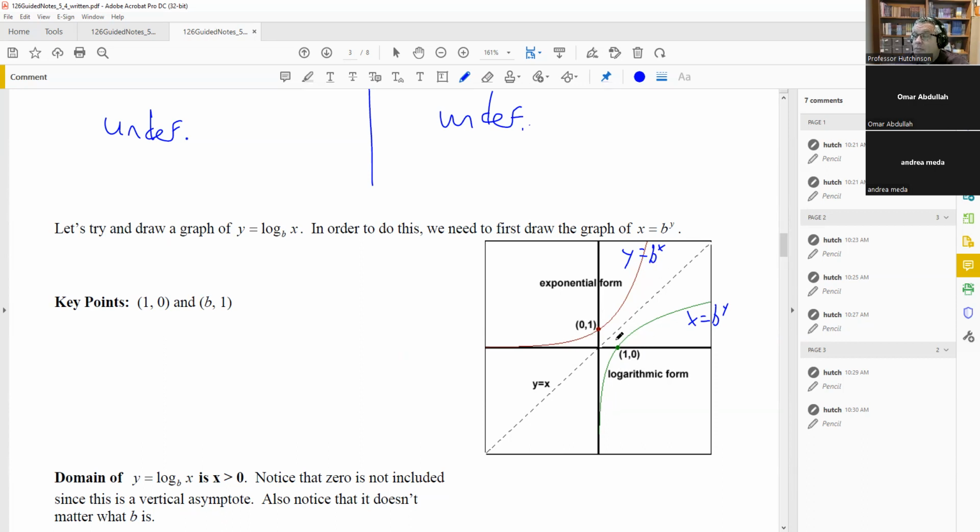So I created this by just creating a mirror image. It's got to be reflective about the line y equals x. We talked about that in the inverses section. So if you take the red line, you flip it over the dotted line, you'll get the green line here, which is x equals b to the y. This is also y equals log base b of x. Okay, so actually I'm going to use that instead. So I'm going to erase this one because it's better for us to use the log. Okay, so this green line right here, that's a log. So that is our graph.